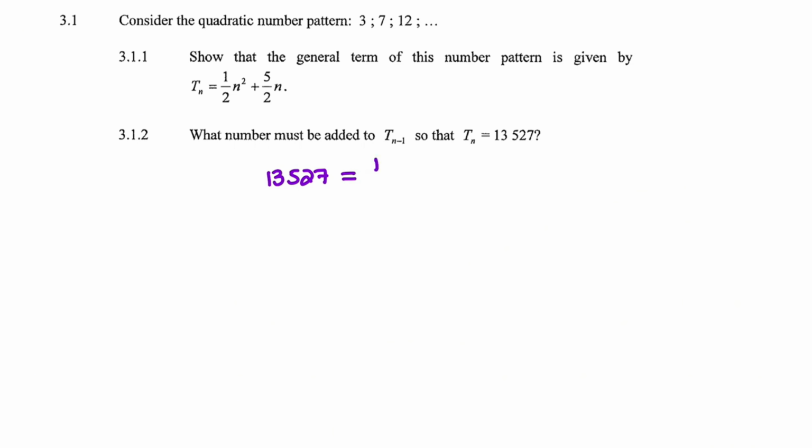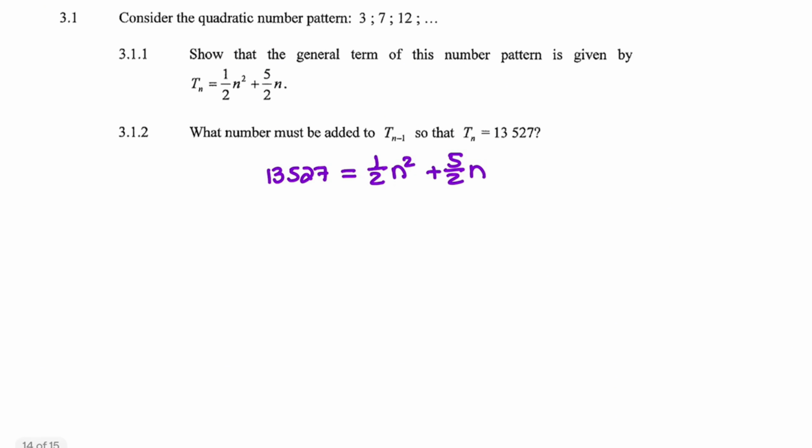So we know that's part of the pattern, and I set Tn equal to a half n squared plus 5 over 2n. So I'm replacing that Tn with our equation. Now I'm going to solve for n. So I'm going to multiply everywhere by 2, and that becomes 27,054 is equal to n squared plus 5n. So when I multiply by 2, it gets rid of the half and it gets rid of the 5 over 2, so the denominators of 2.